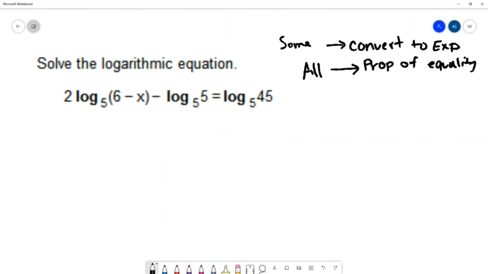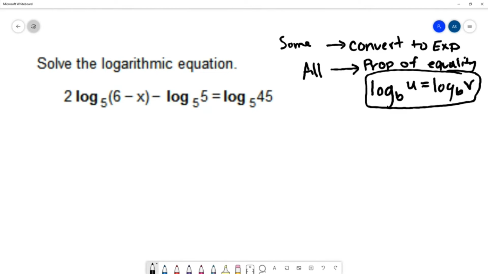Now, when you convert, you need to have a single log on one side. And when you have the property of equality, you want to get something that looks like this. You want to have log base b of something, let's say u, equals log base b of v. You want a single log on the left and a single log on the right. So I have to use my expanding and condensing properties to get it to this state so that I can use the property of equality.